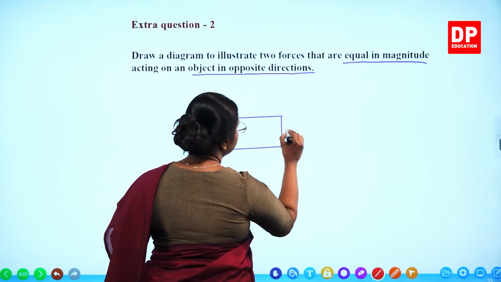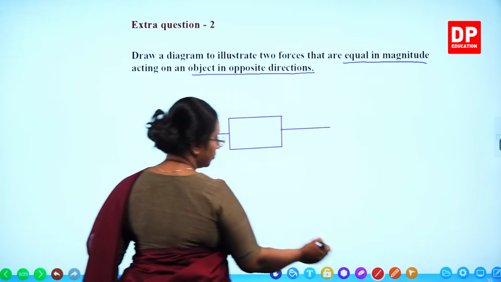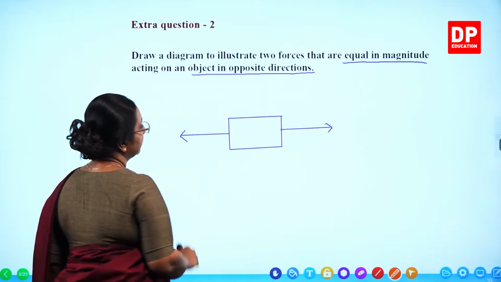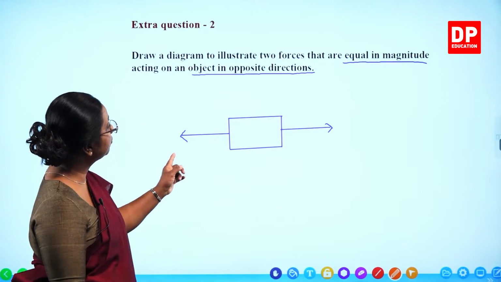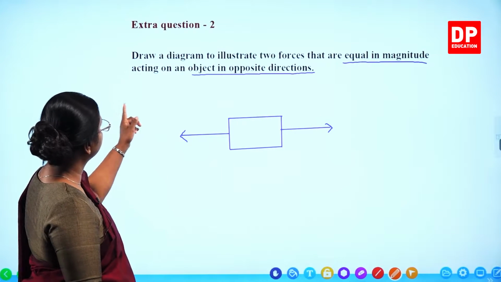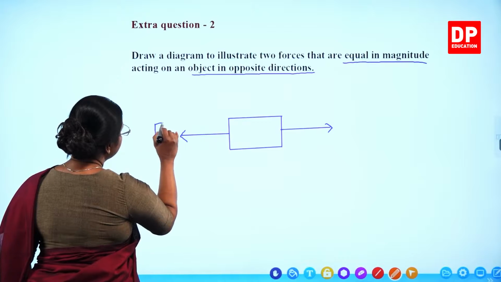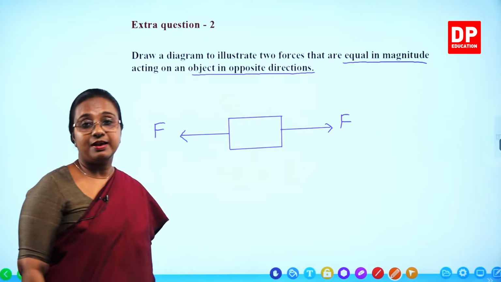And here we have one force. This is the other force. They will be acting in the opposite direction. Draw a diagram to illustrate two forces that are equal in magnitude acting in the opposite direction. Since they are equal in magnitude, we can label them as F.